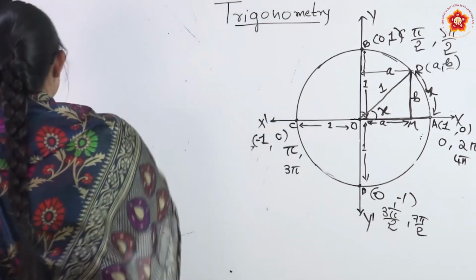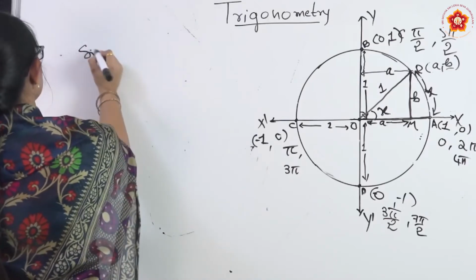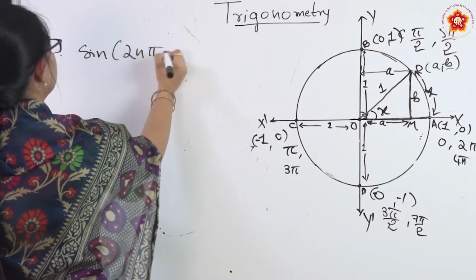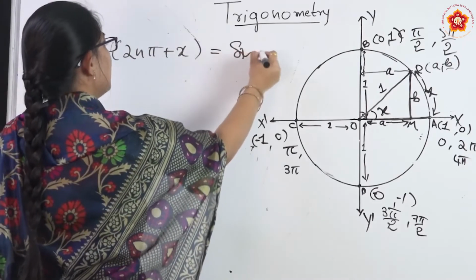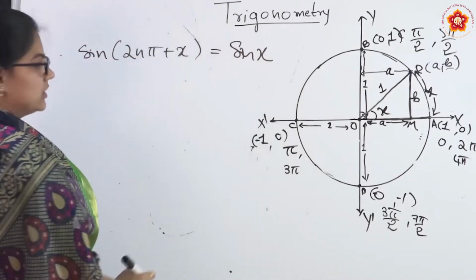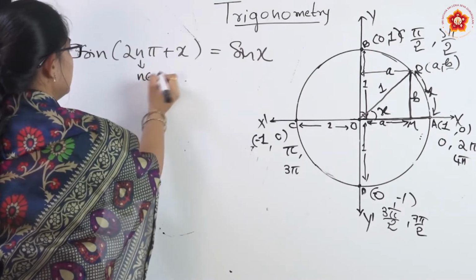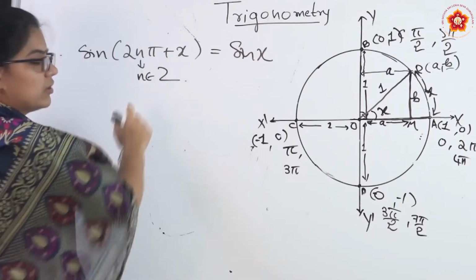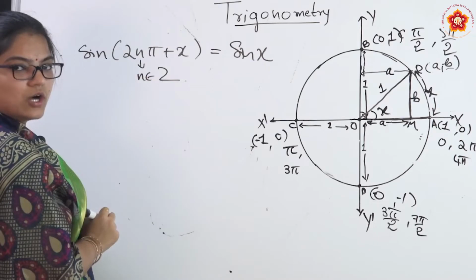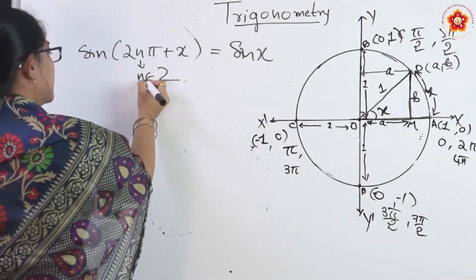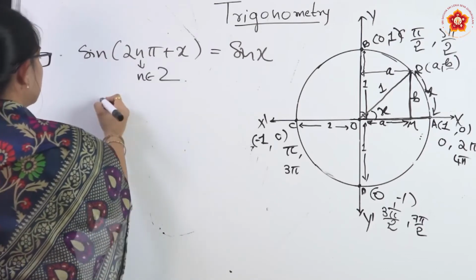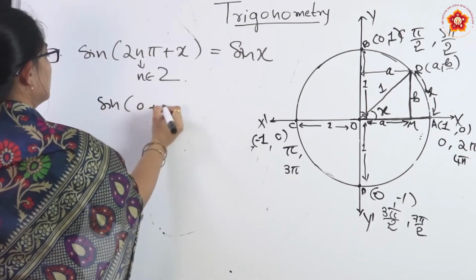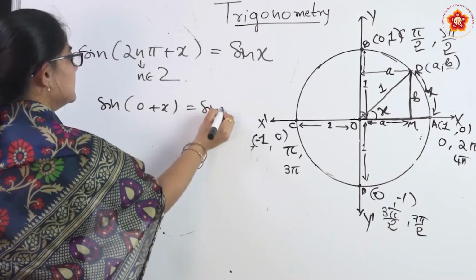That is, we can represent it as sin of 2n pi plus any angle x, you will get the value same as sin x only, where n is any integer. Okay, it can be positive or it can be negative or it can be 0 also. So for any integer you consider, for example, if you consider n as 0, you will get sin of 0 plus x, right? That is nothing but sin x.